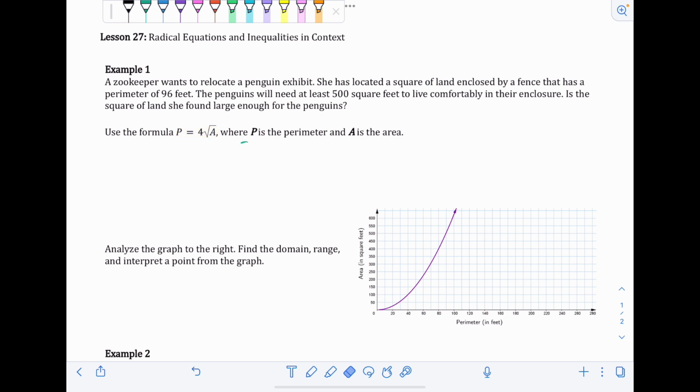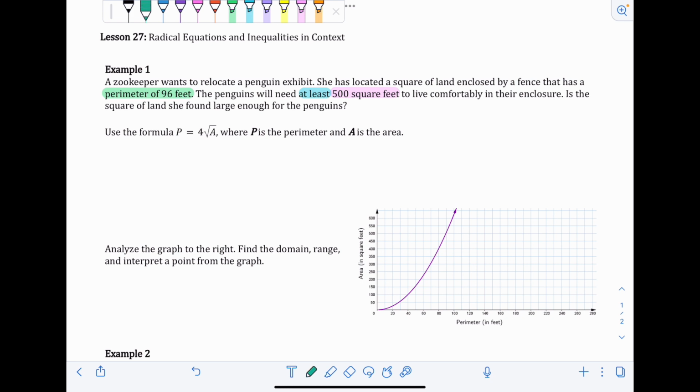So in this problem, we're given a few key pieces of information. We're given that the square of land has a perimeter of 96 feet, and that the penguins will need at least 500 square feet to live in comfortably. So that word at least should set off a red flag or should stick out to you whenever you're reading a math problem, because at least means that it's most likely going to be an inequality instead of an equation.